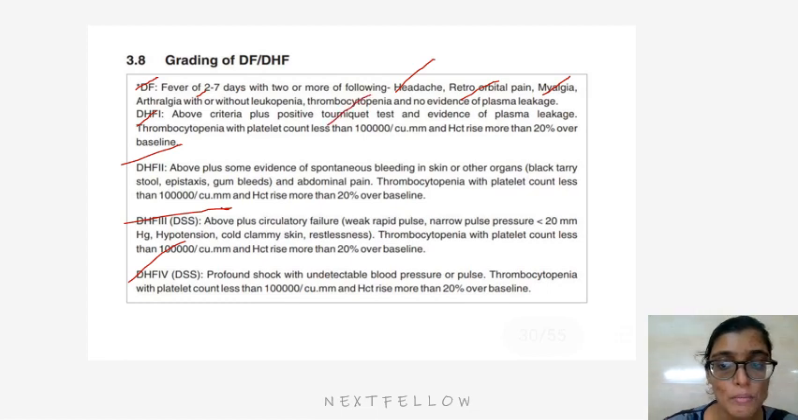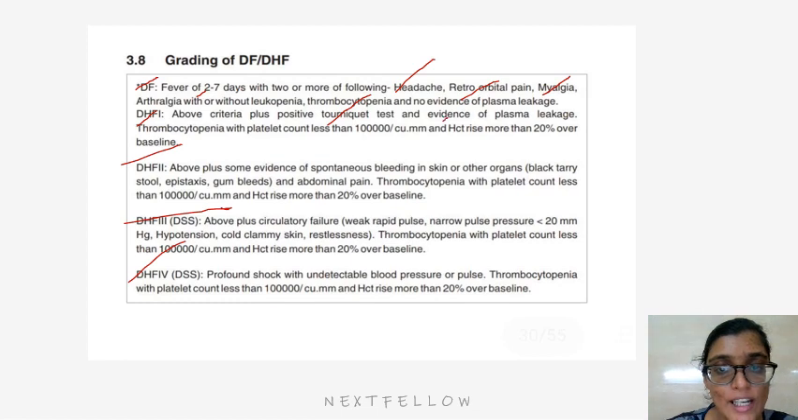tourniquet test. Positive tourniquet test is you tie a tourniquet and raise the blood pressure between systolic and diastolic blood pressure for 30 seconds and measure the number of petechiae, or count the number of petechiae in 1 square inch. And evidence of plasma leakage.